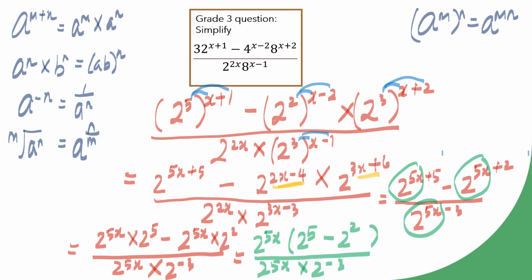So what do you see? The 2 to the power of 5x and the 2 to the power of x, the denominator and the numerator, they can go off. They divide each other to give you 1. Then the next important question is how do I evaluate the left over? So remember what I said earlier, if there's anything that involves numbers, you can just use your calculator to help you solve it. Just punch in 2 to the power of 5 minus 2 to the power of 2 divided by 2 to the power of negative 3. And you will get 224. And that is the answer.